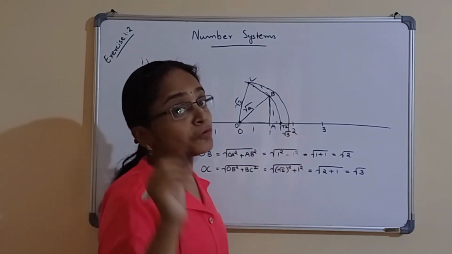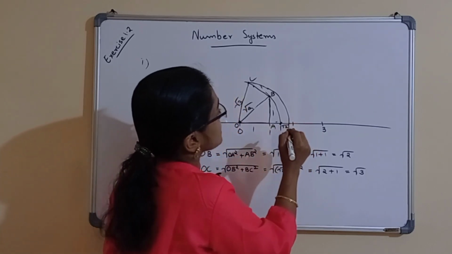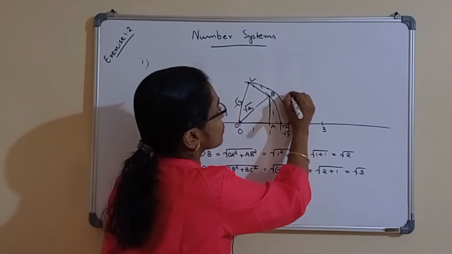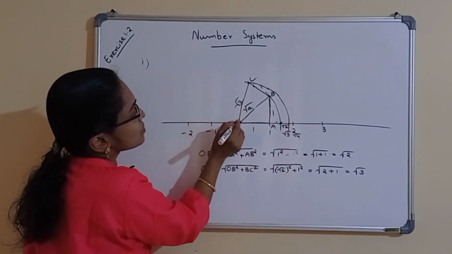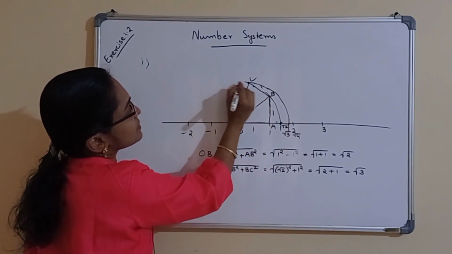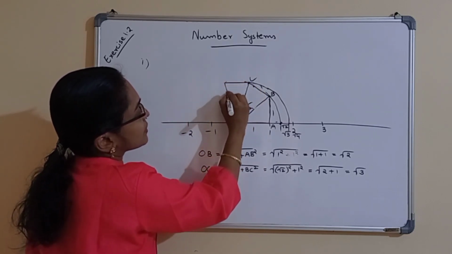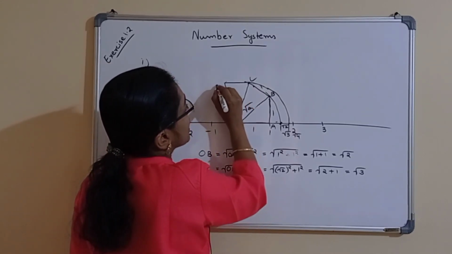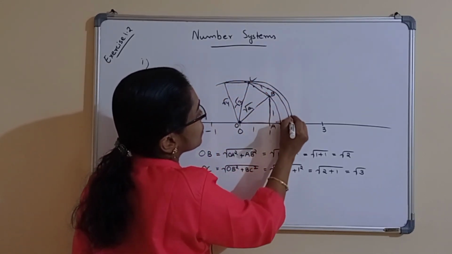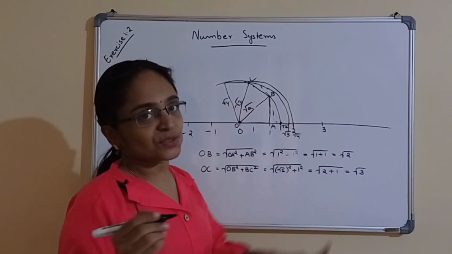Now what is root 4? It is 2. So this is root 4. And for drawing root 4, we can draw like this. So take 1 unit and draw a perpendicular from here and draw an arc like this, and this will be root 4, which is 2.